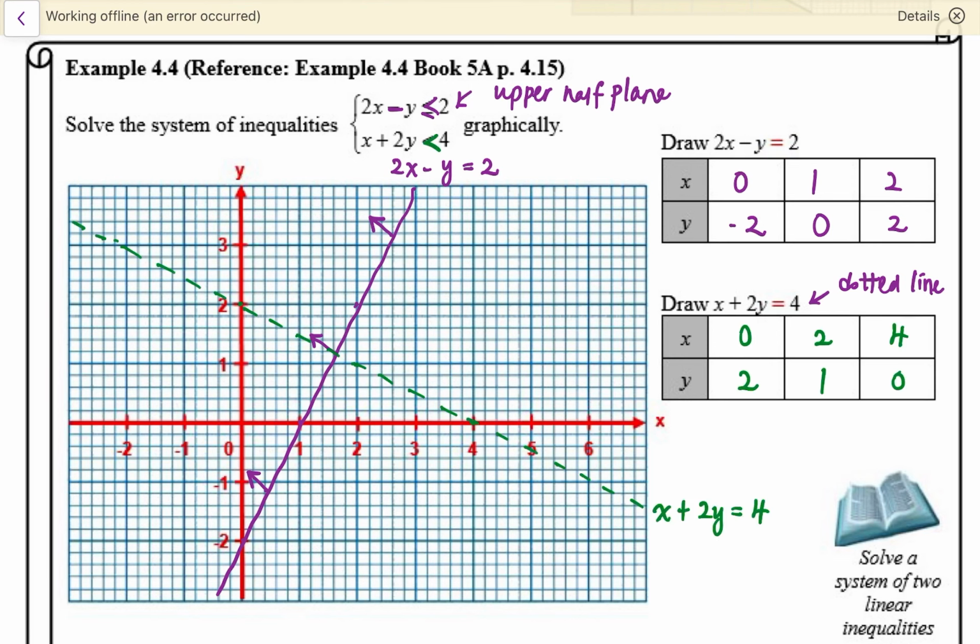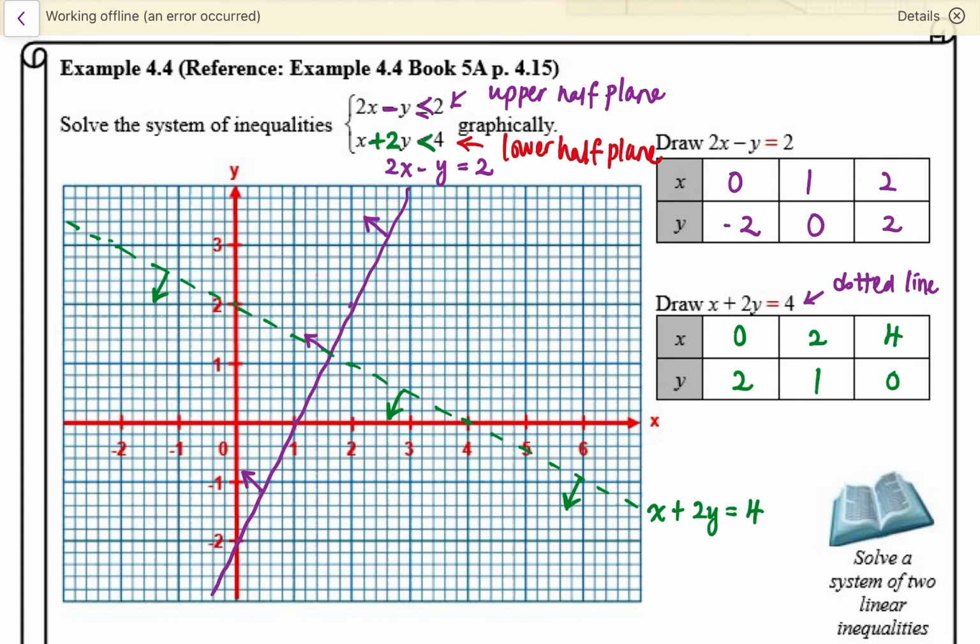Let's determine whether we should be shading the upper or the lower half plane. So the inequality sign is less than, and the coefficient of y is positive 2. So we will be shading the lower half plane, using some arrows to indicate that we are shading the lower half plane.